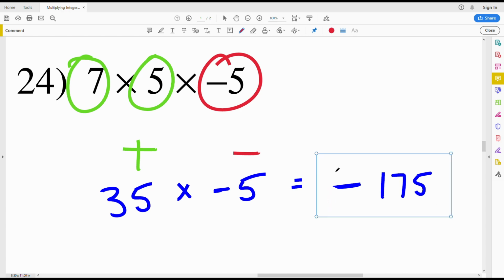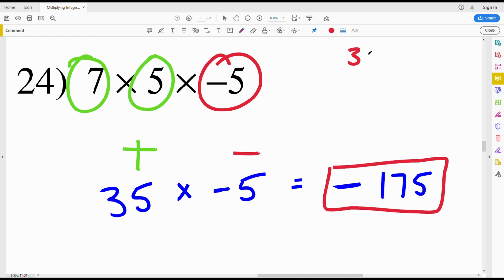And if you need to see that math vertically, 35 times 5, 5 times 5 is 25, carry the 2, 3 times 5 is 15, plus 2 will give us 17. That's how I got 175, positive times negative, negative.